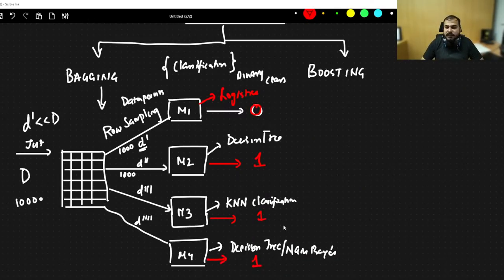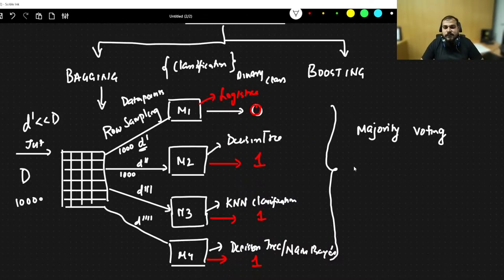Now in this particular case, what will happen? What do you think the output may be? M1 has predicted 0 for this test data. The model M2 has predicted 1. M3 has predicted 1. And M4 has predicted 1. So finally, all these outputs are going to get aggregated, and a simple thing that gets applied is majority voting.